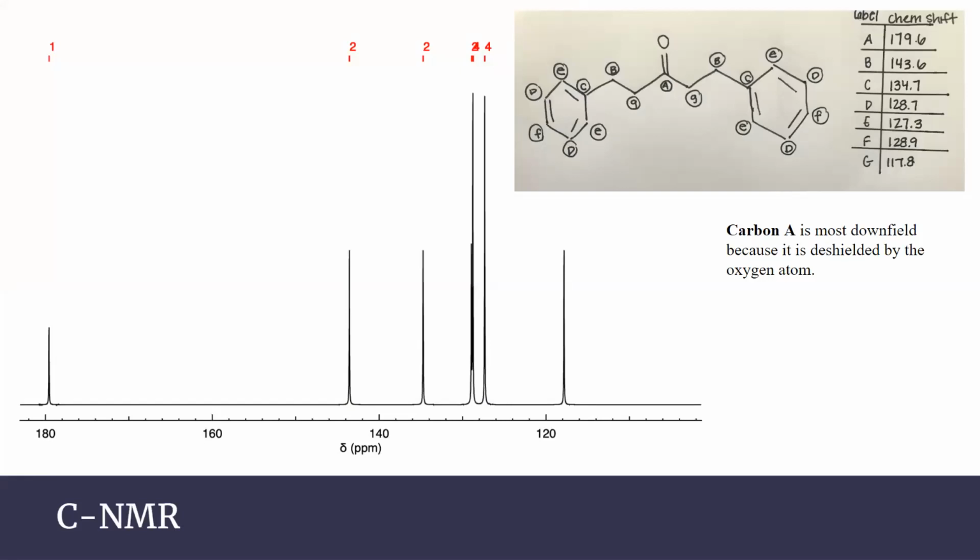When looking at the C NMR, we see a total of 7 significant peaks. We can say that carbon A is the most downfield because it is deshielded by the oxygen atom, and the carbons around it show chemical shifts due to the benzene rings.